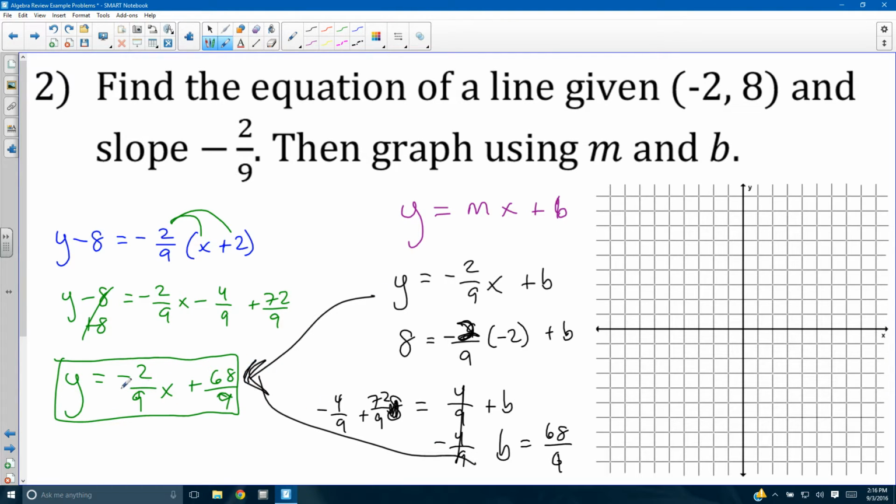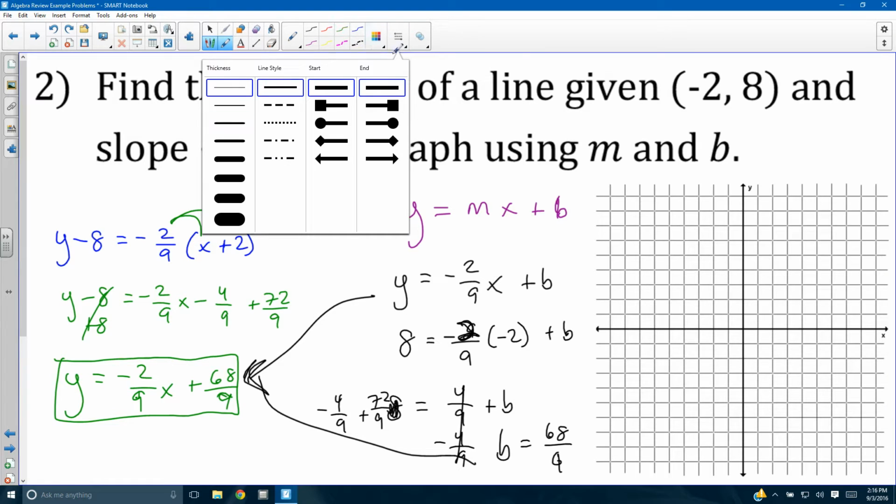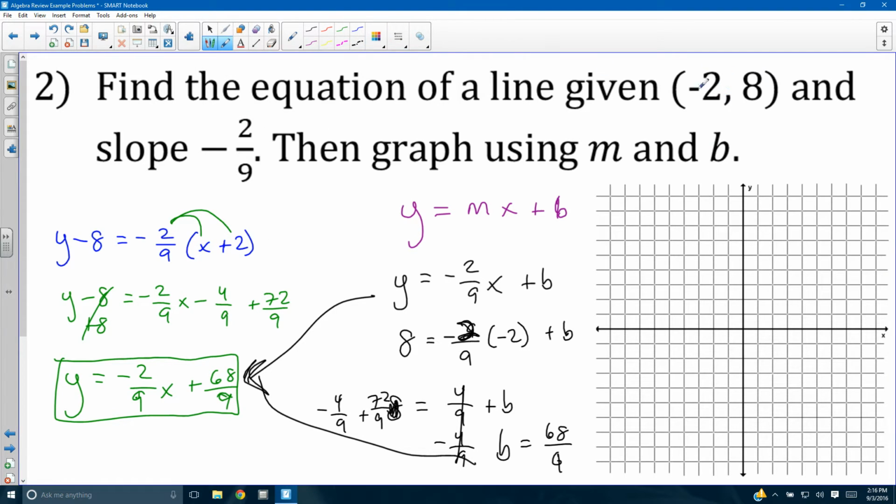So there's our mx plus b form. We're going to graph using that. I'm very angry and upset that they made us graph using that and not using our x1, y1. See, I wouldn't mind using point-slope form in graphing, but they said no.